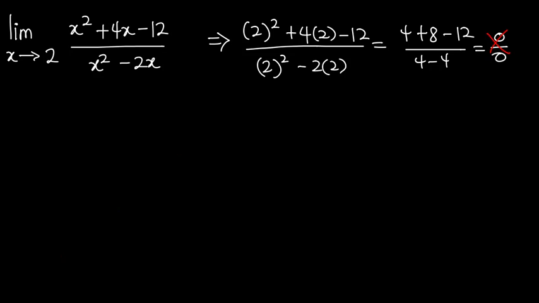To solve this, you have to try and simplify the whole function as much as possible. So what I'm going to do is consider the numerator and factor it out. So you're going to have x squared plus 4x minus 12. Let's look at how you're going to factorize this. The coefficient of x squared is 1, and if I multiply it by the minus 12, I'm still going to get minus 12.